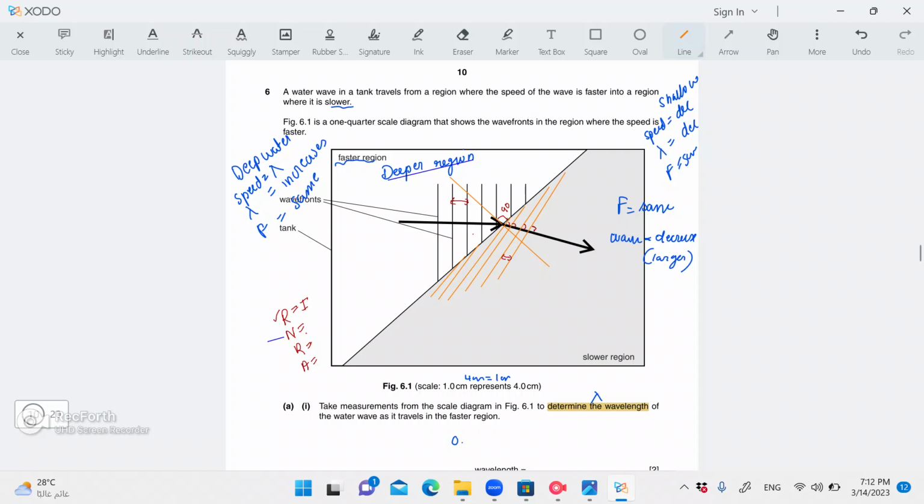And you must keep in mind, when it moves from deep to shallow, the wavelength decreases, speed also decreases. So the distance between two waves also decreases. You can see the distance is less.